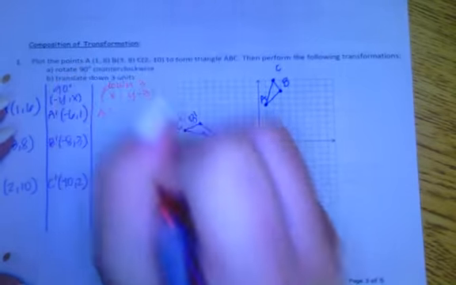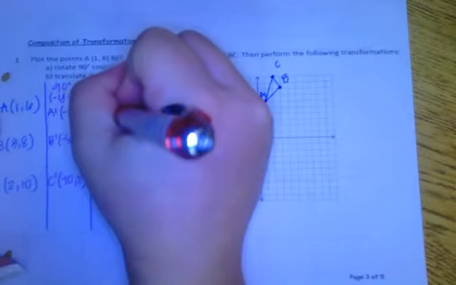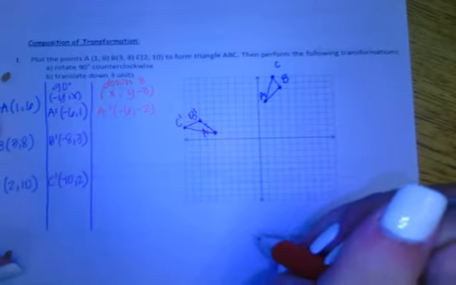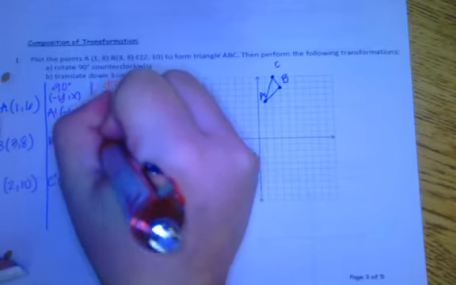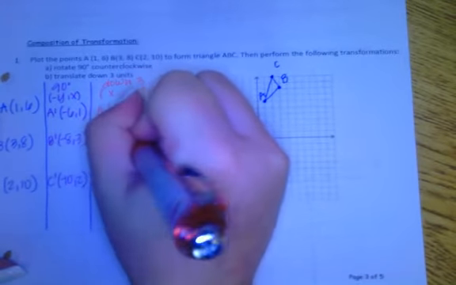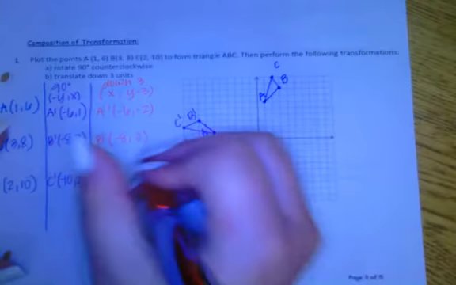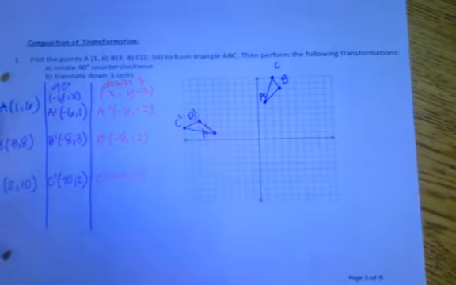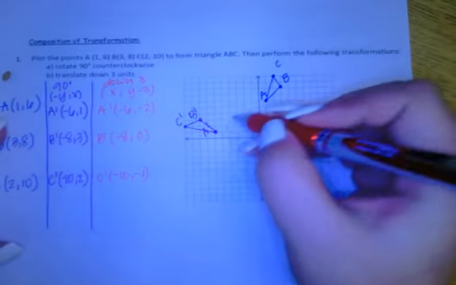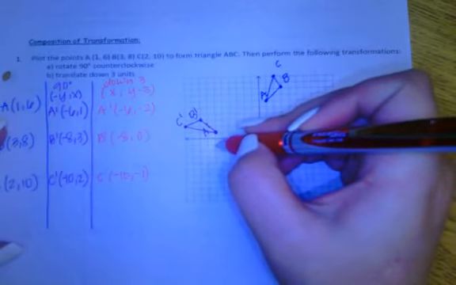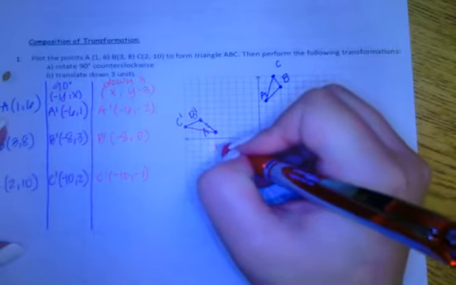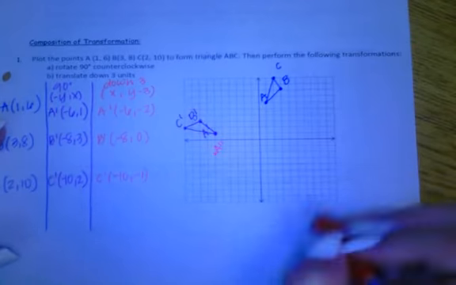Pooja, what would A prime be? Negative 6, negative 2. Amber, what would B prime be? Negative 8, 0. And Ishmael, what would C prime be? Negative 10, negative 1. Okay, so now graph that. Remember, this is your second transformation, so it should have double tick marks.